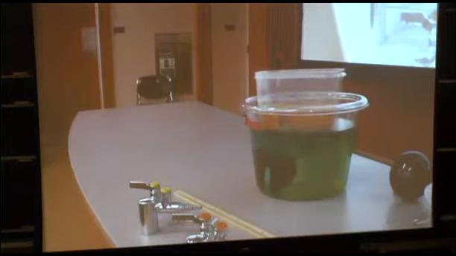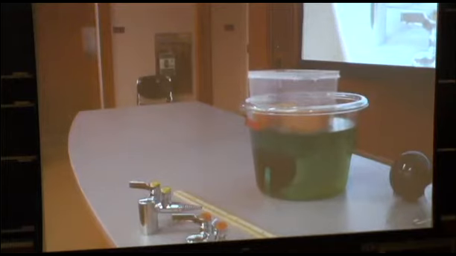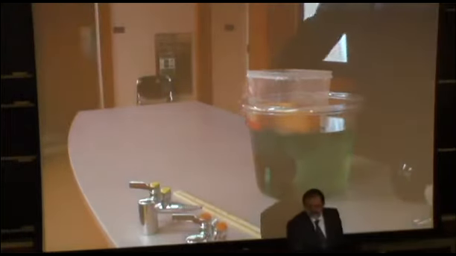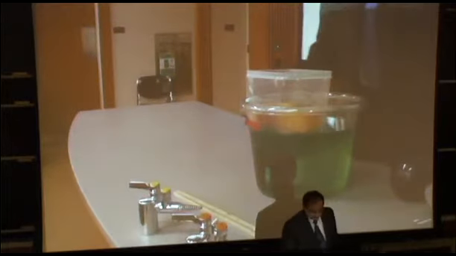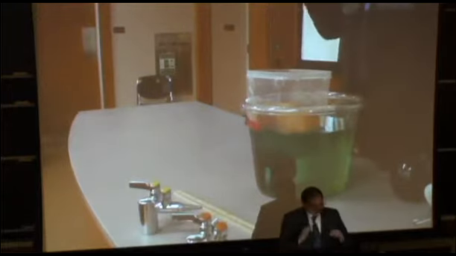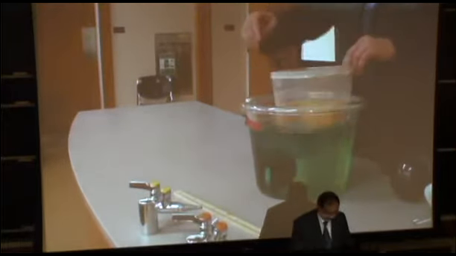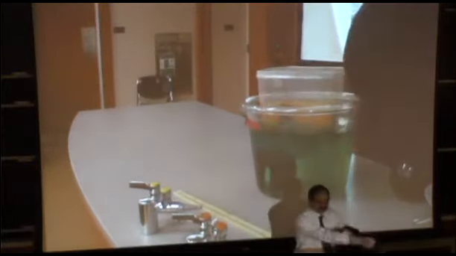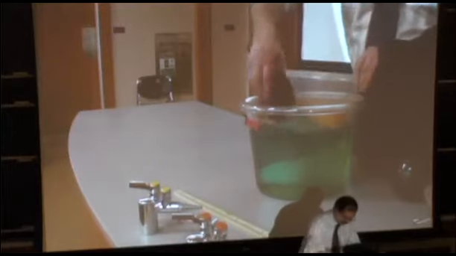So I wonder how many of you chose the correct answer. What do you think? Raise your hand. None? Oh, 1, 2. Well, of course. Again, it sinks. It means that the buoyant force acting on this is much weaker than the buoyant force needed to keep it from sinking.